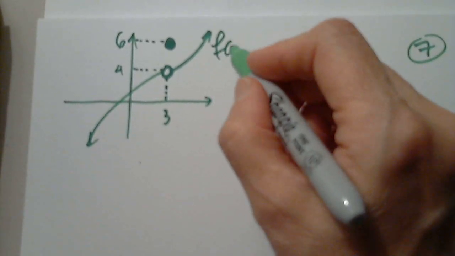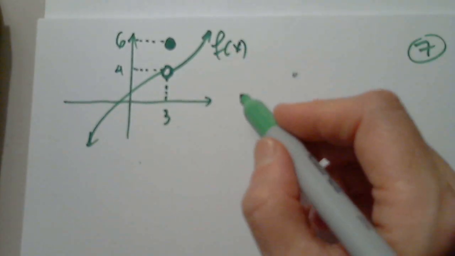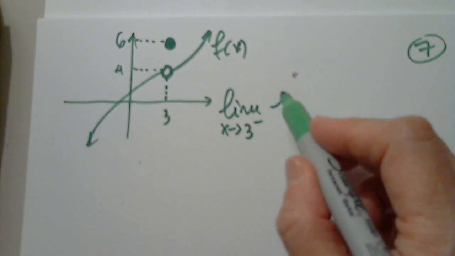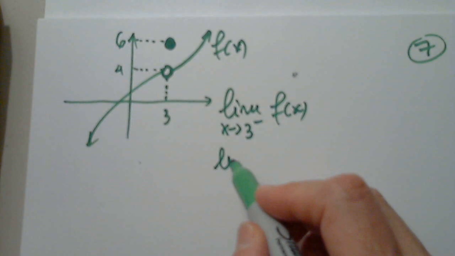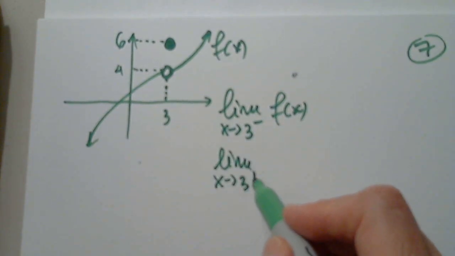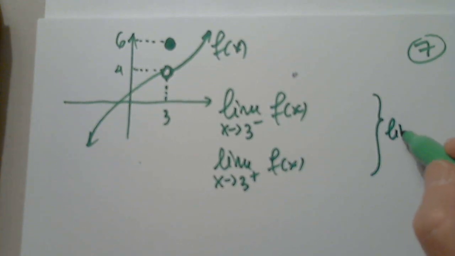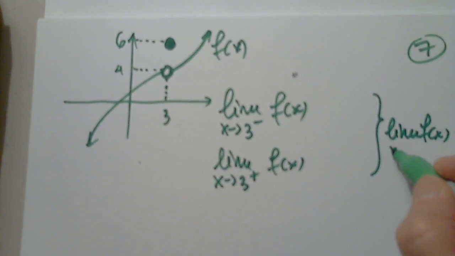So this is function f of x. I'm going to ask you the limit as x approaches 3 from the left. Limit as x approaches 3 from the right. And then, of course, I'm going to ask the limit of f of x as x approaches 3 from either side.